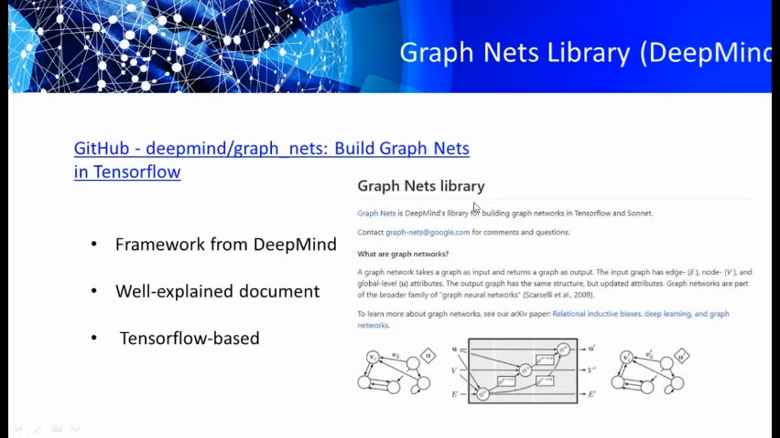You can find the GraphNets library from DeepMind. On GitHub, DeepMind's GraphNets builds graph networks in TensorFlow. That is a framework from DeepMind. It has well-defined documentation, and GraphNets is defined on a TensorFlow base.